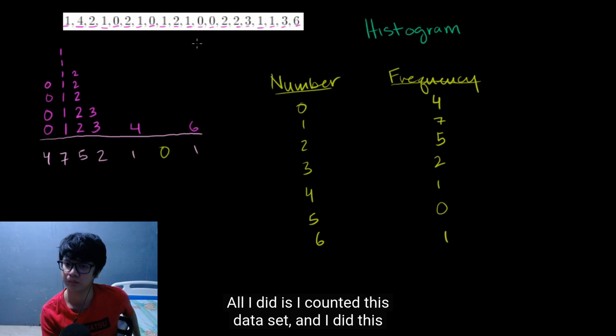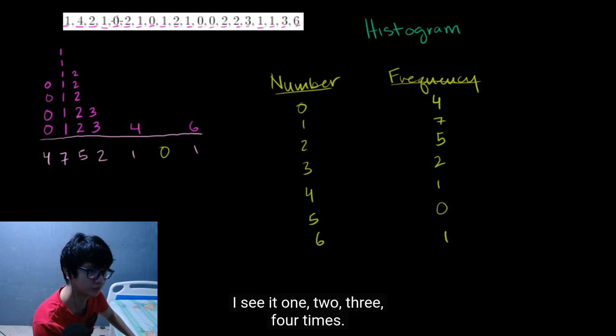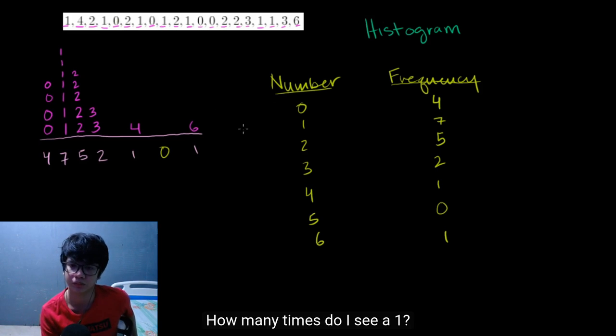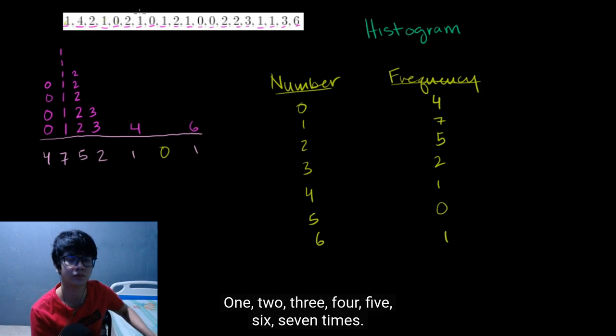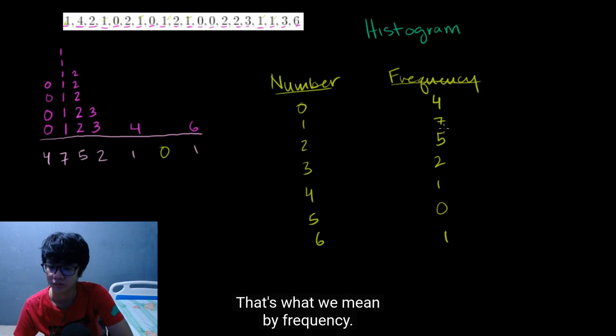All I did is I counted this data set. I mean, I did this first, but you could say, how many times do I see a 0? I see it 1, 2, 3, 4 times. How many times do I see a 1? 1, 2, 3, 4, 5, 6, 7 times. That's what we mean by frequency.